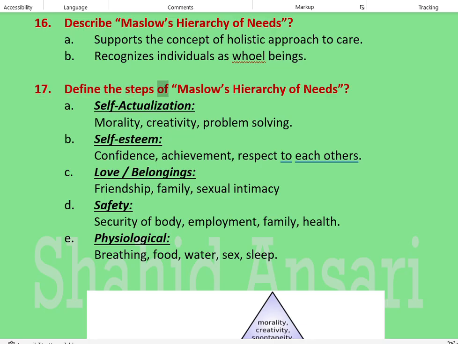17. Define the steps of Maslow's hierarchy of needs. A. Self-actualization: morality, creativity, problem-solving. B. Self-esteem: confidence, achievement, respect for others. C. Love/belonging: friendship, family, sexual intimacy. D. Safety: security of body, employment, family, health. E. Physiological: breathing, food, water, sex, sleep.